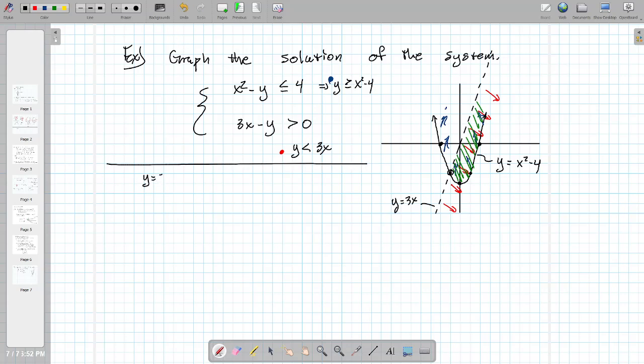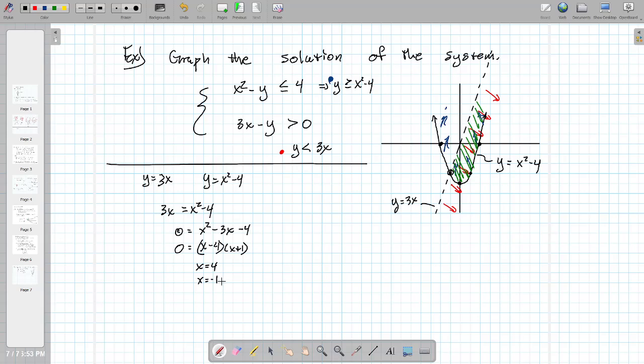So we're looking for where y is equal to 3x intersects with y is equal to x squared minus 4. So we get 3x is equal to x squared minus 4. Subtract 3x, I get 0 is equal to x squared minus 3x minus 4. Negative 4 and positive 1. x minus 4 times x plus 1 are the factors of this quadratic, which means that x is equal to 4 and x is equal to negative 1 are the x values for which we have an intersection point. Notice that this point occurs at x is equal to negative 1. The other one will occur at x is equal to 4, which will be up here.